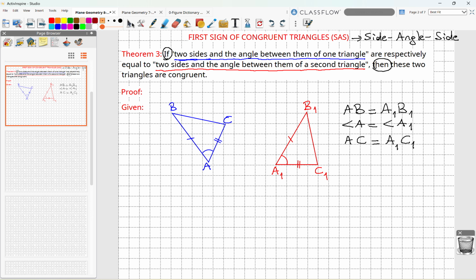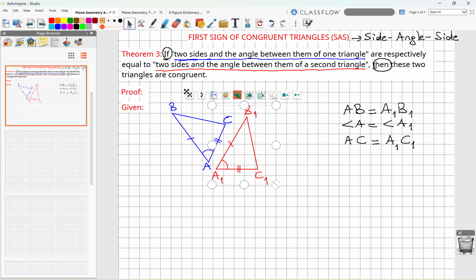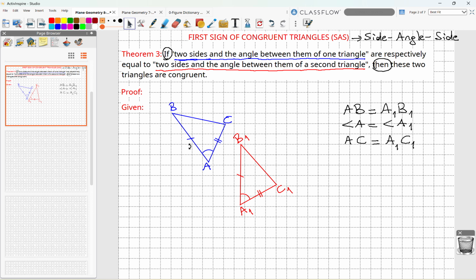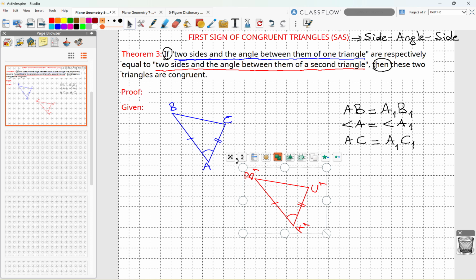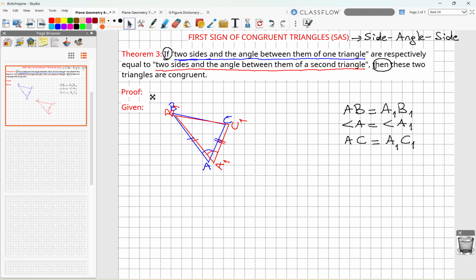Okay, let's do it. I'm moving this triangle. I will drag it and drop onto the first triangle, and I will see if the vertices, sides, and angles perfectly overlap. Okay, so I'm moving the triangle, but I see that I need to rotate my triangle a little, right? I need to rotate.